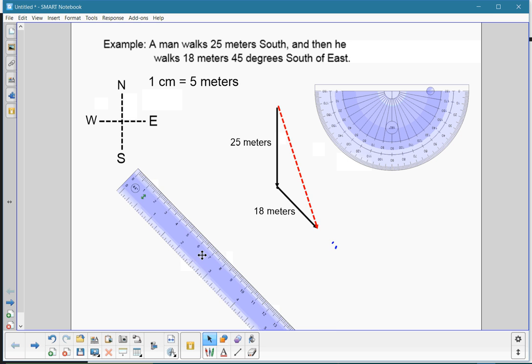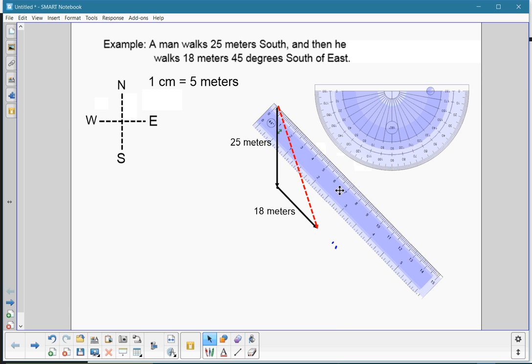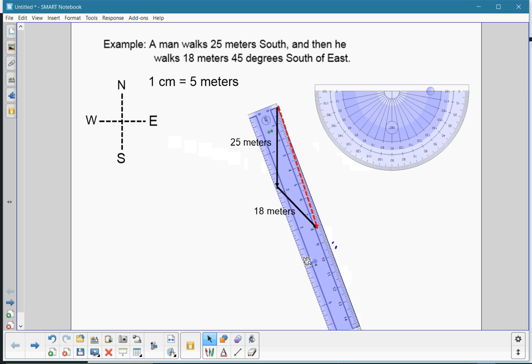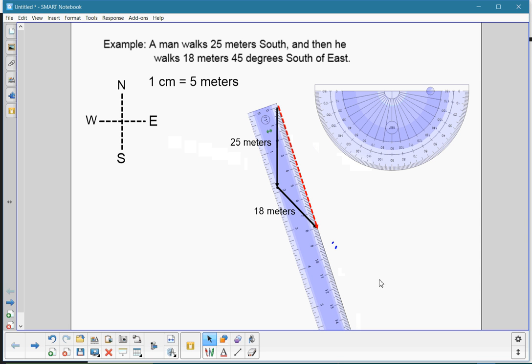To measure the length, I'm just going to take my ruler and move it to this position so I can see how long it is. I can see it's about 8.1 centimeters long. With my scale, that means it's going to be 8.1 times 5, which is 40.5, I believe.